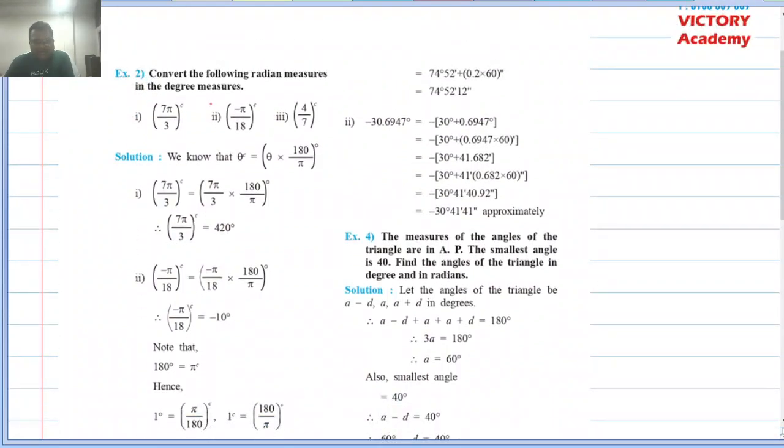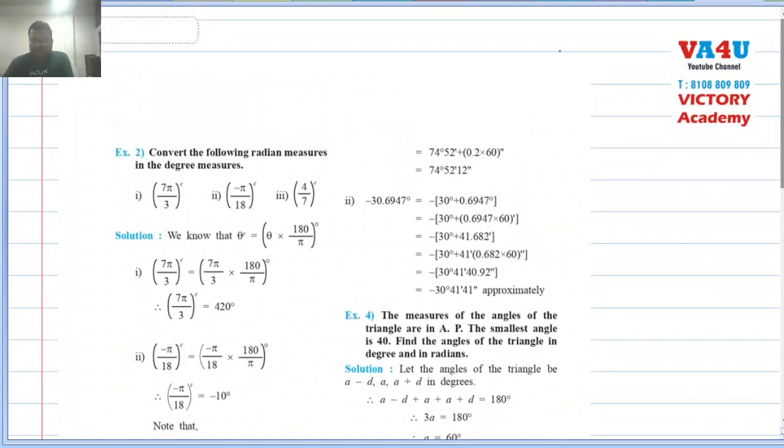Convert the following radian measure to degree. I'm going to do all these questions. It's very easy. You just have to remember one conversion. See, whenever you're solving problems, you try to understand that you have to apply only one concept and apply that concept in different questions. You don't have to learn new formulae for each question. Okay. So we have to convert radian to degree. Okay. We know that pi radians is 180 degrees.